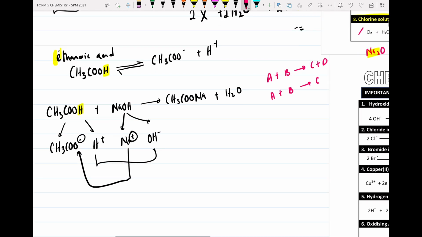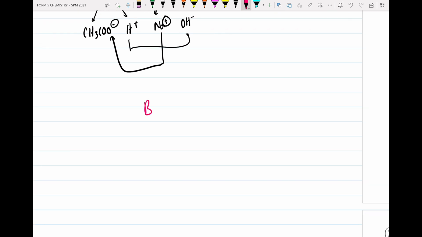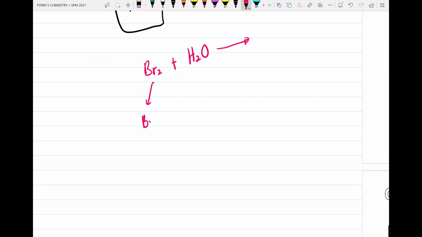I do another example here. Bromine react with water. So what product we will get? Take out bromine atom, water we break like this. This group 17 is group Palaskate. So what you do? HO.